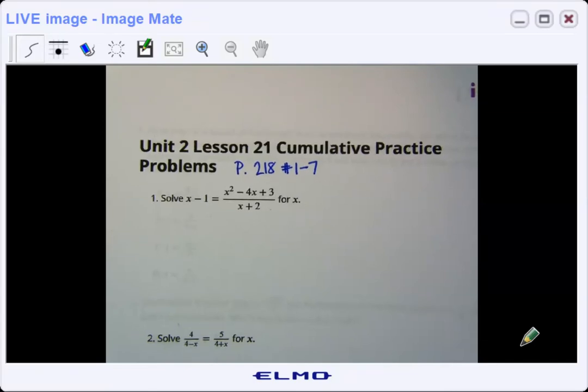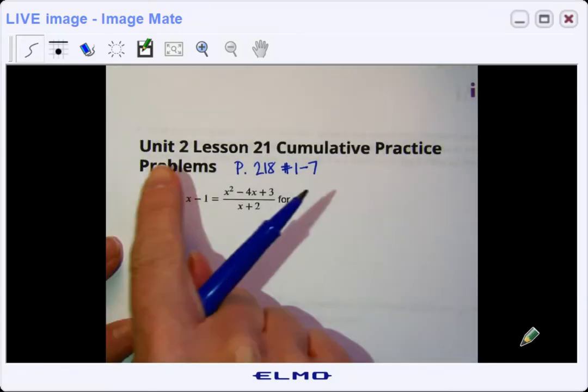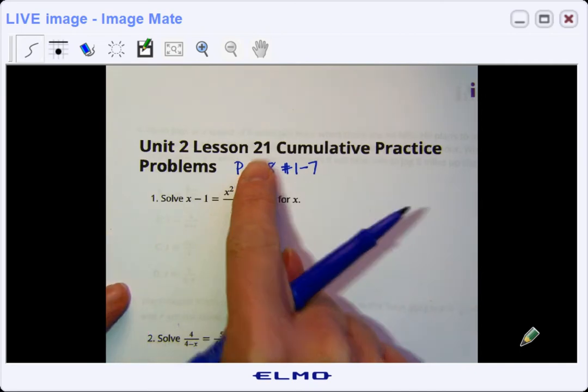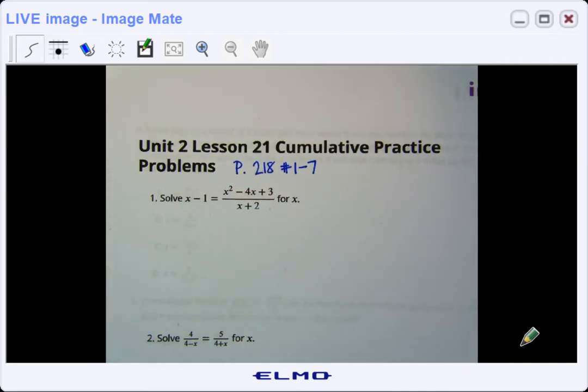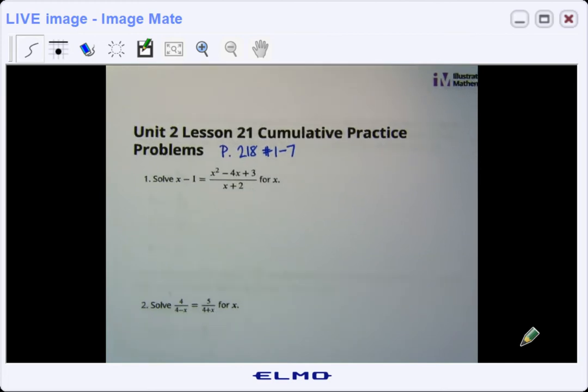Hi, it's Mrs. Moret with some help on today's assignment, Unit 2, Lesson 21, which was solving rational equations, and you're doing numbers 1 through 7.